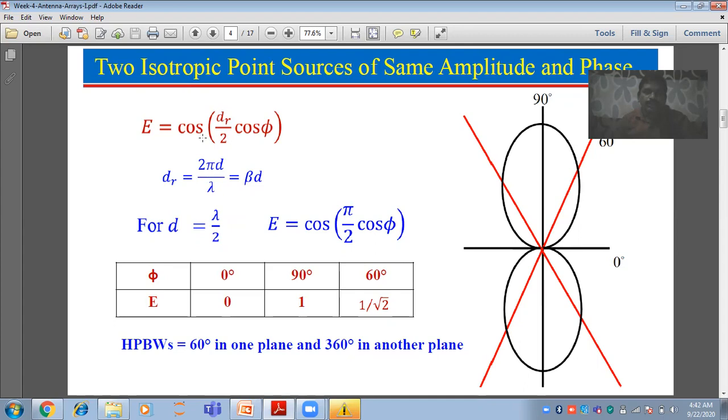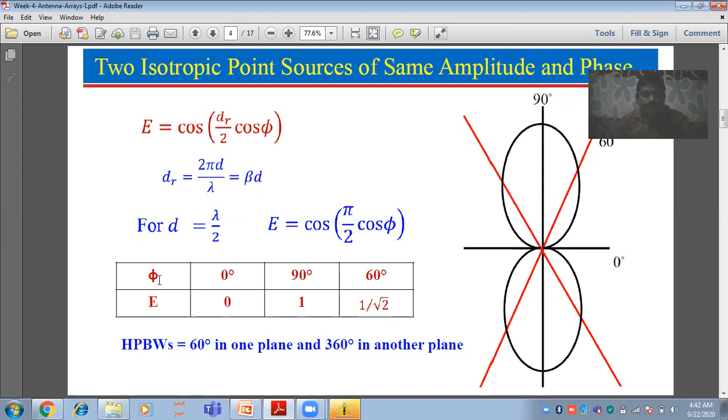So therefore, E equal to cos of (pi by 2 cos phi) is the resultant field of the array. Now we are examining what the radiation pattern will be under these different cases. The first case is same amplitude and same phase. For that, the resultant field becomes like this. So now we are testing how the radiation pattern will be for this first case.